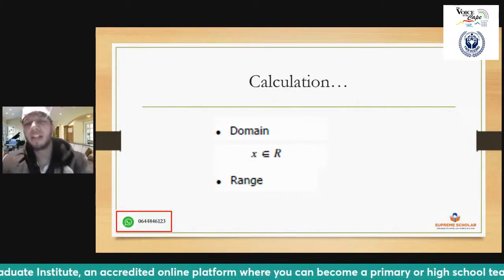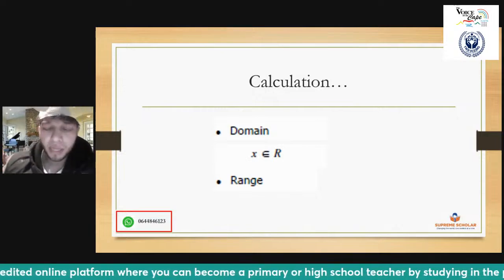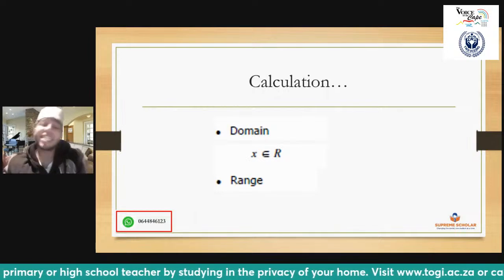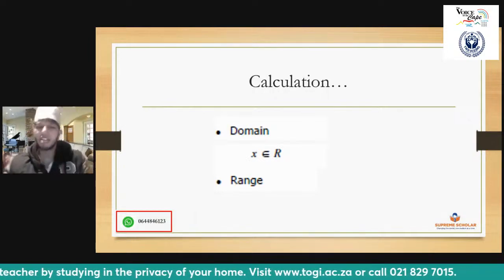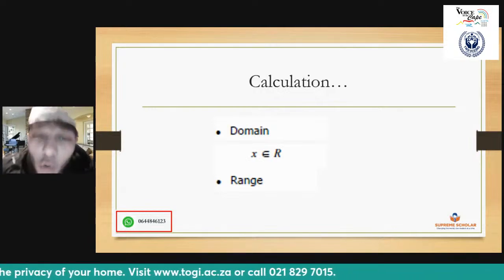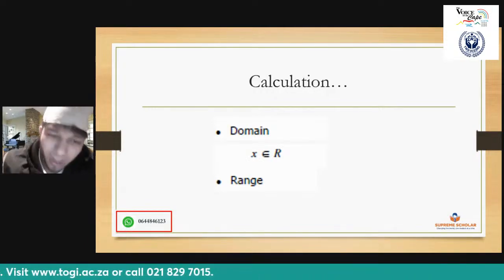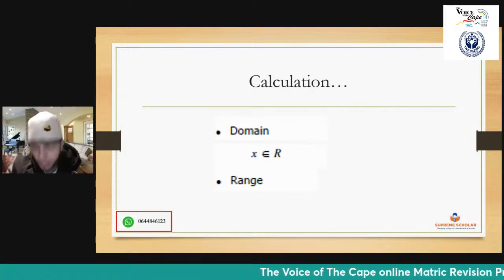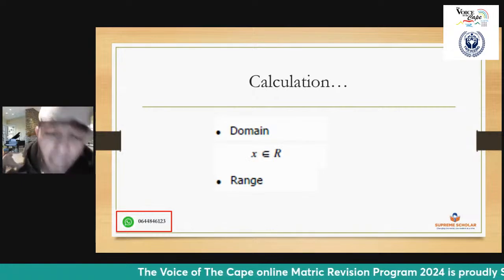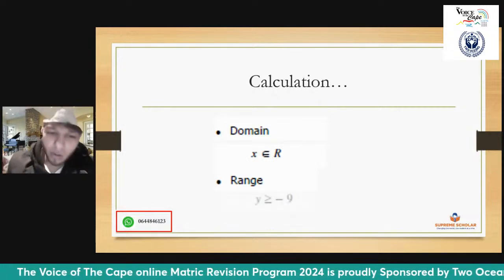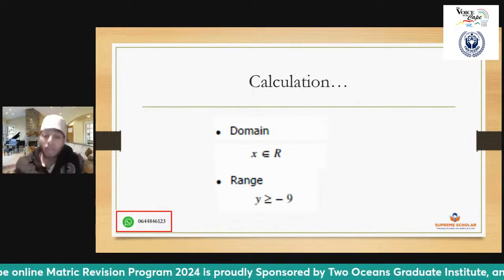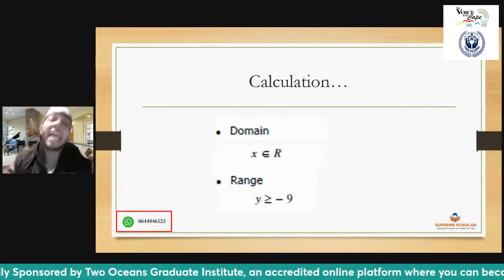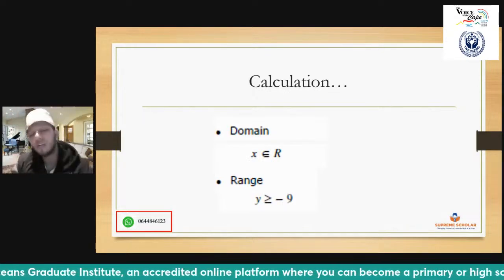Alright? The graph with an a value greater than 0 experiences a minimum. A graph with an a value of less than 0 experiences a maximum. Now, the minimum and the maximum refer to the y value of the turning point. Because remember, your range has to do with your y values. Now, here they say y is equal to and greater than -9, or greater than and equal to -9.